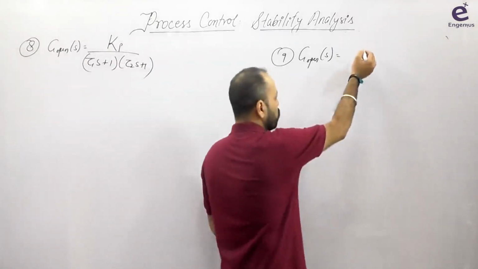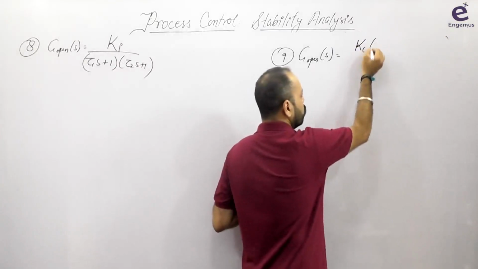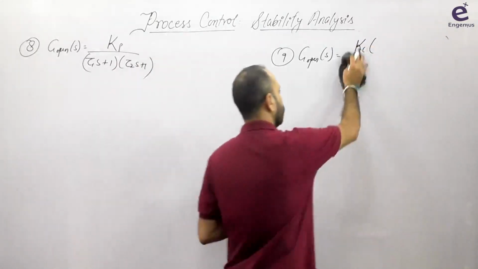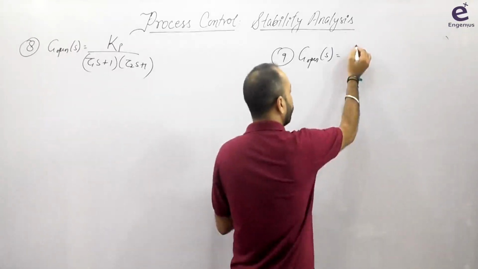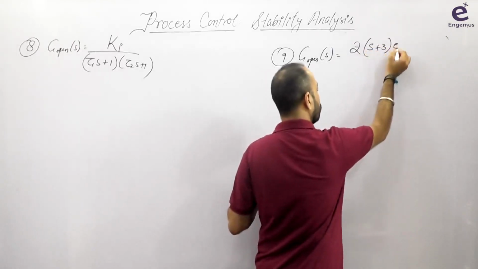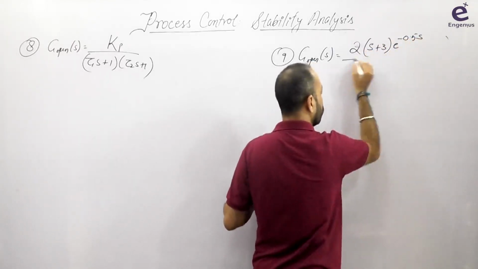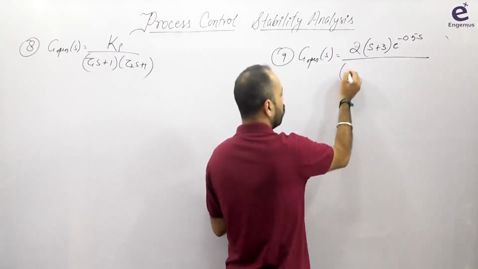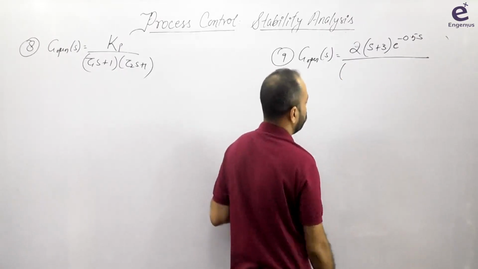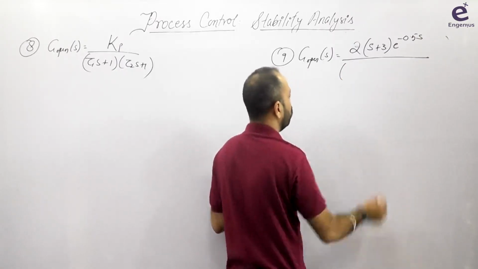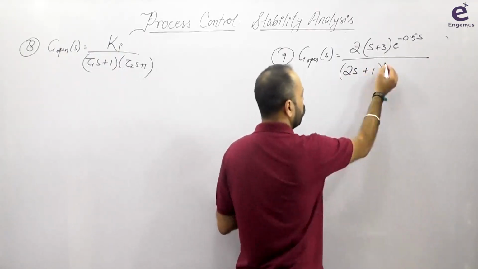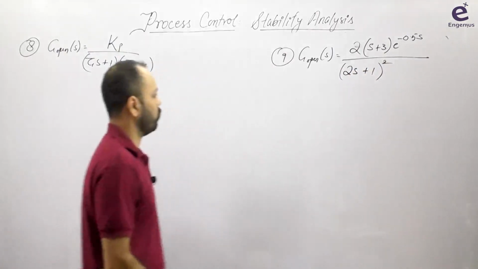Okay, so suppose we have this Kc into, let me take numerical values. We are fed up of these symbols. Let me take some numerical values. 2 into s plus 3 e raised to the power minus 0.5 s divided by, take this, 2s plus 1, whole square. You have to find AR and phi for this.